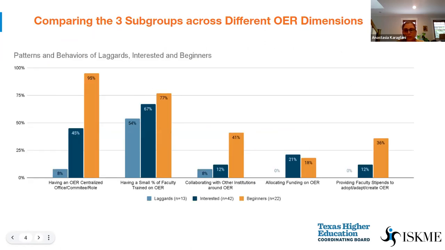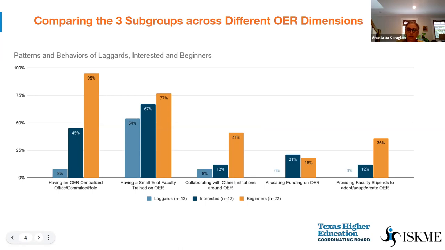After the three subgroups were formed, each subgroup's responses to other survey questions were analyzed, and common patterns in their practices, challenges, and needs as a group were identified. In this slide, we compare the three subgroups across five dimensions that previous research on OER has shown are good indicators of advanced OER commitment.